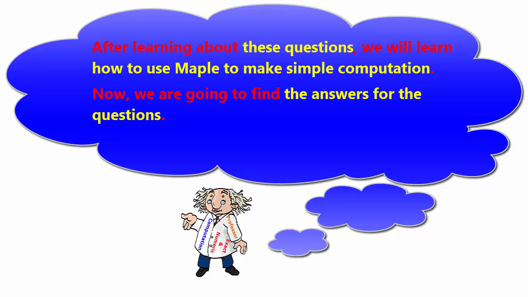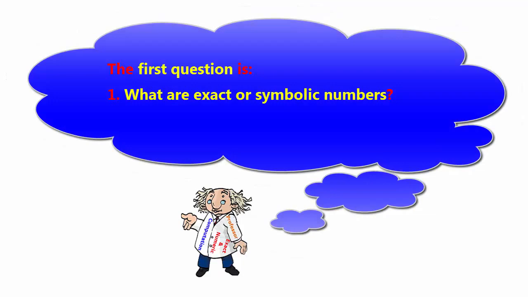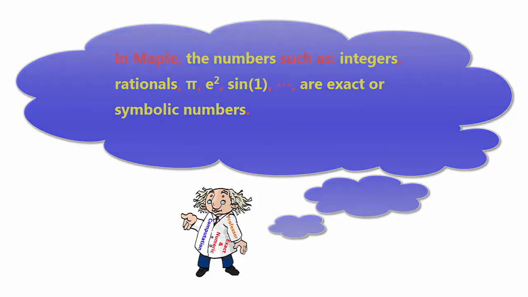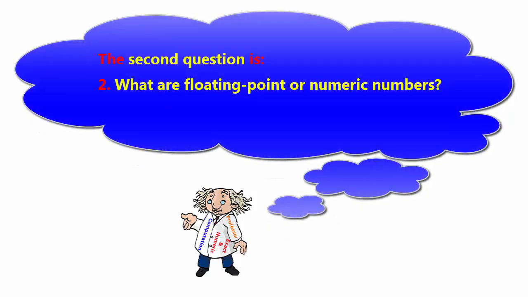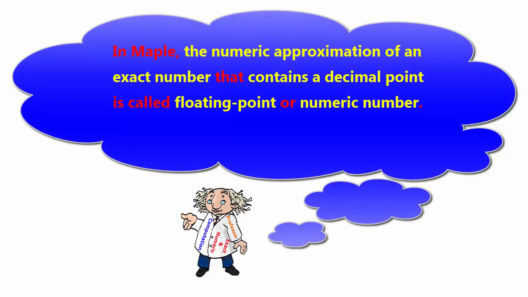Now, we are going to find the answers for the questions. The first question is: what are exact or symbolic numbers? In Maple, the numbers such as integers, rationals, pi, exponential 2, and sine 1 are exact or symbolic numbers. The second question is: what are floating point or numeric numbers? In Maple, the numeric approximation of an exact number that contains a decimal point is called floating point or numeric number.